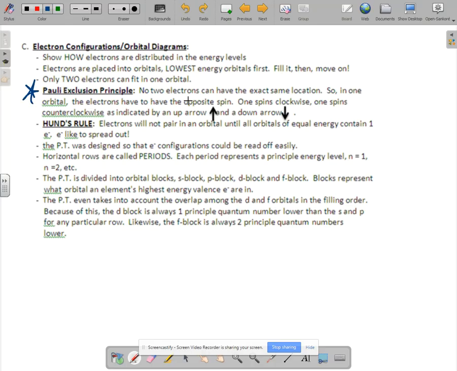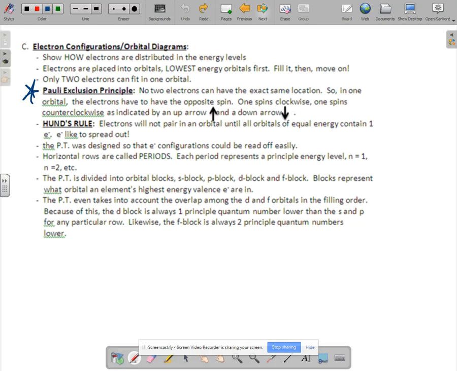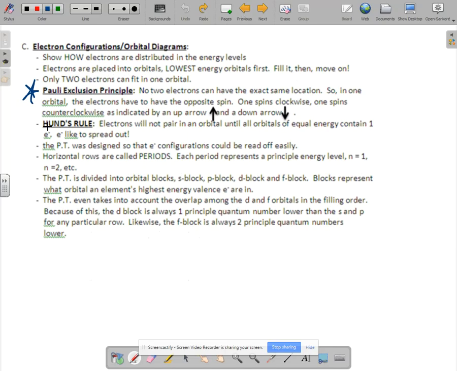Pauli exclusion principle: basically no two electrons can have the exact same location, okay? So in one orbital, the electrons have to have opposite spins. So when you fill up an orbital, just like we did here, one goes up, one goes down, okay? So that's Pauli exclusion principle. And then Hund's rule basically says electrons spread out before they start pairing up in an orbital.